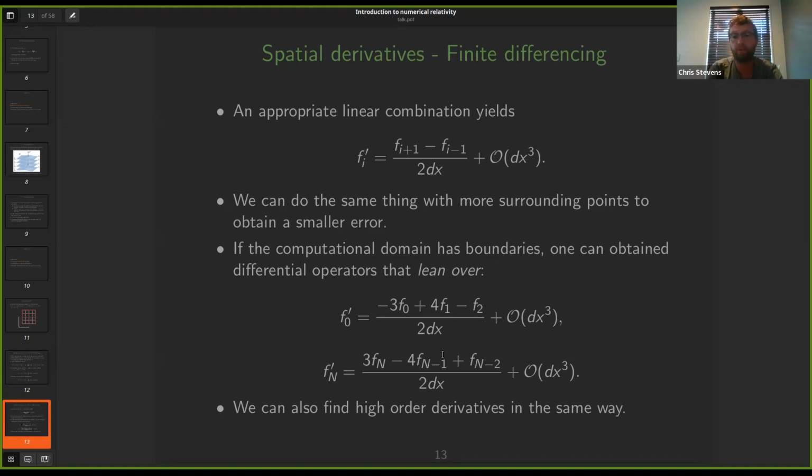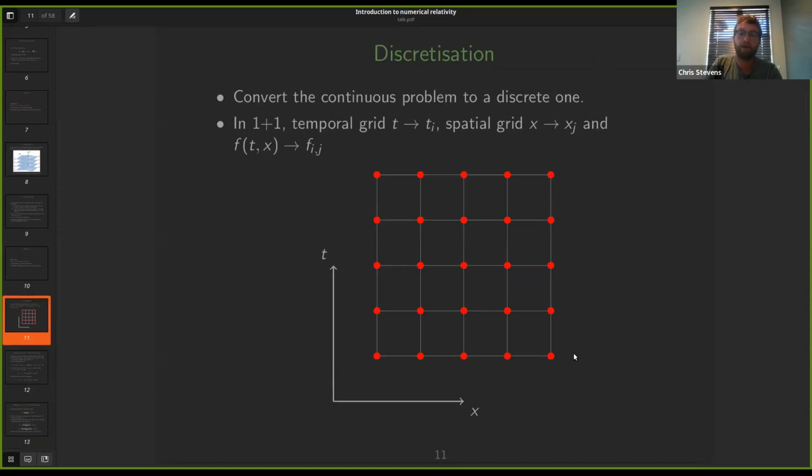So you can get away with that. Another way to do it, which I'm not getting into, is to use ghost points, which is where you have some fictitious point outside of your computational domain, but you know some information about f there, and you can continue to use your centralized finite differencing operator there.